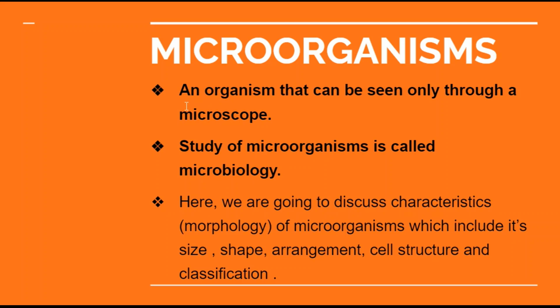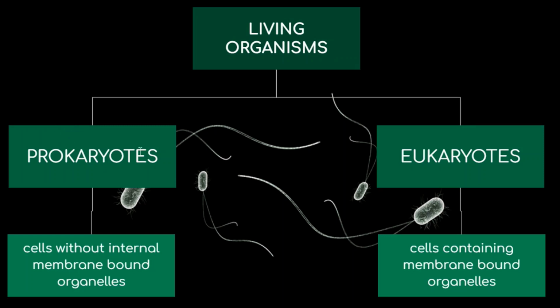So here we are going to discuss characteristics, or we can say morphology, of microorganisms, which include its size, shape, arrangement, classification and cell structure. To understand this, first understand what are prokaryotes and eukaryotes. These are two types of living organisms. Prokaryotes are those which don't have any membrane-bound nucleus or organelles, while eukaryotes have. This is a major difference between prokaryotes and eukaryotes.